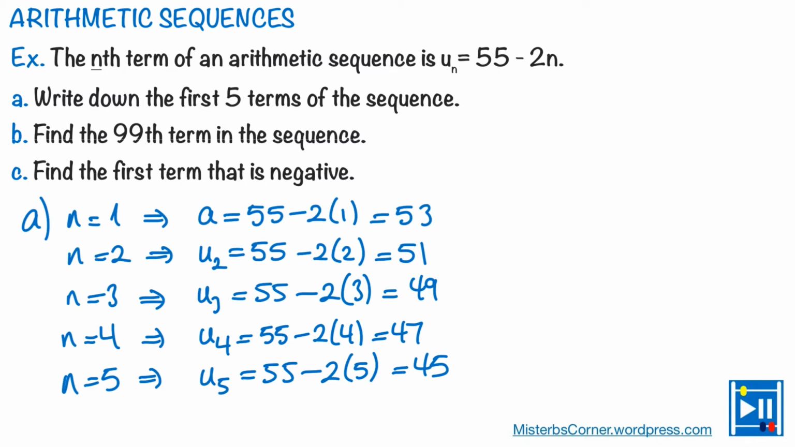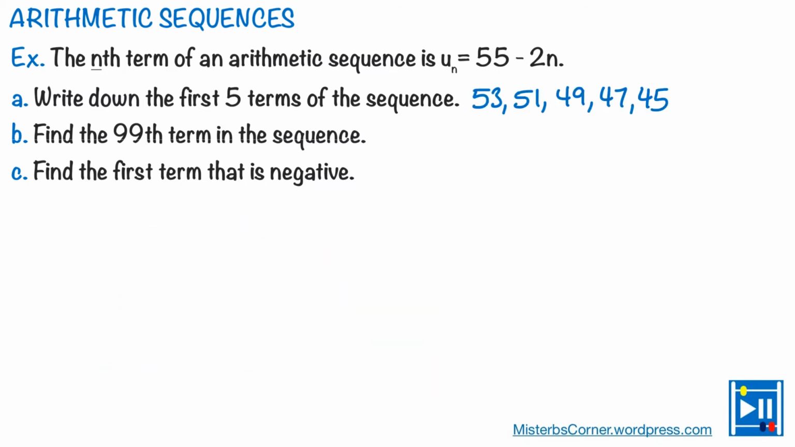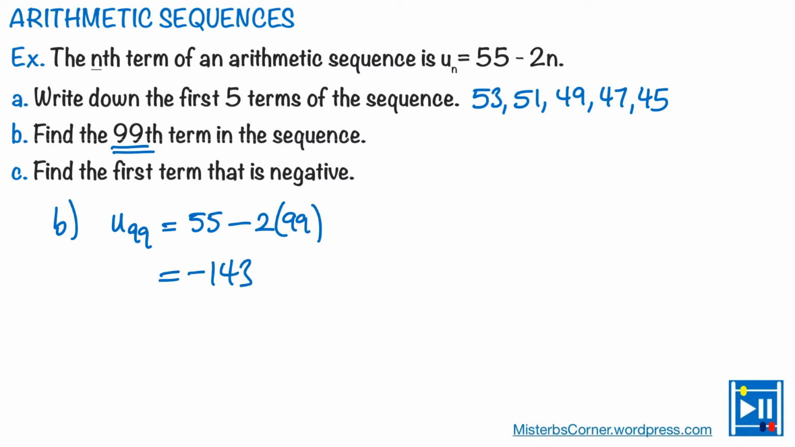Now let's look at part B. Similarly, I'm going to substitute 99 for n, and find the 99th term. So B is nothing but u99 equals 55 minus 2 times 99, which will be minus 143. So this is part B.